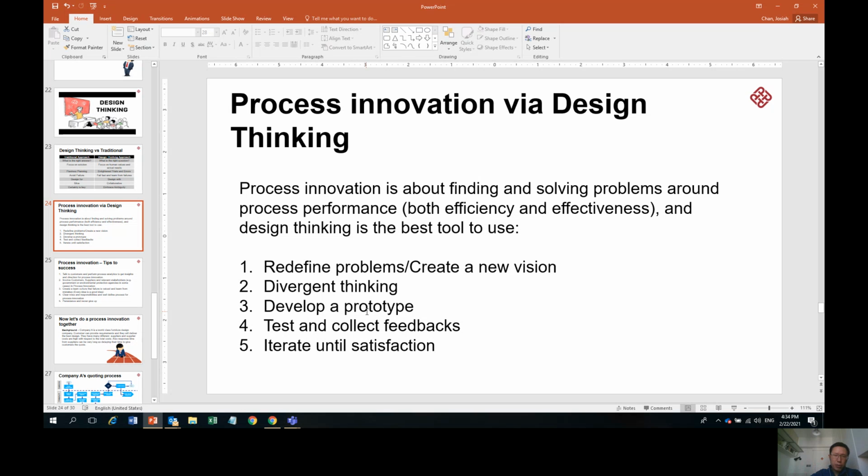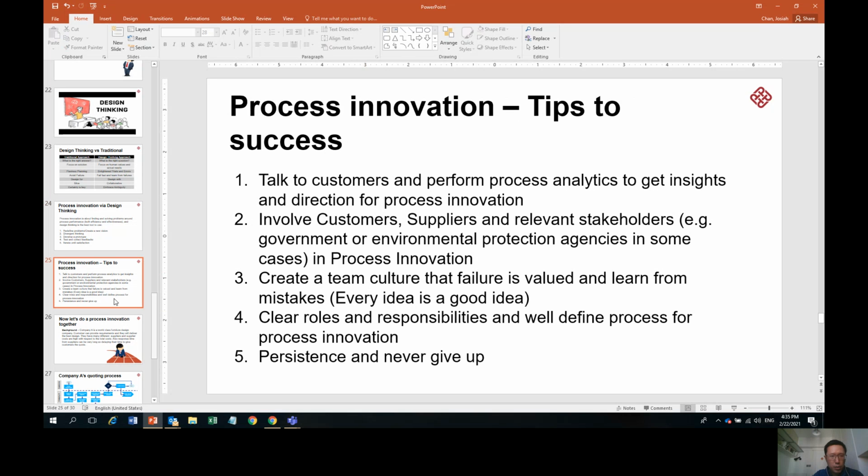In the end you will have something that most people think is really a good idea, able to solve the problems, and able to satisfy what the end user really needs. Okay.